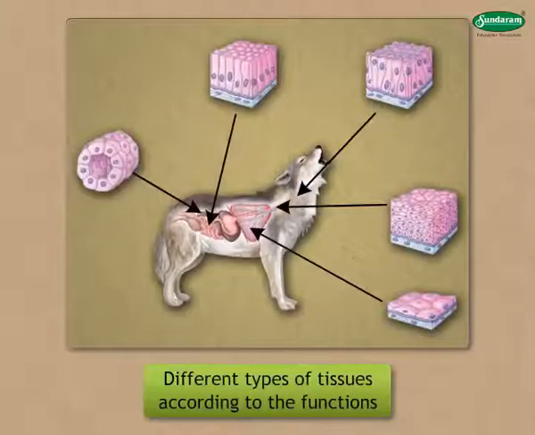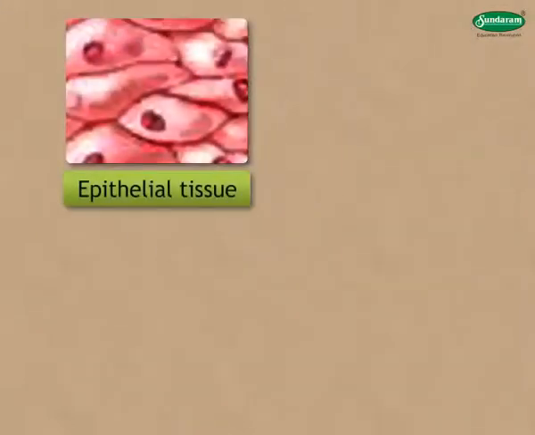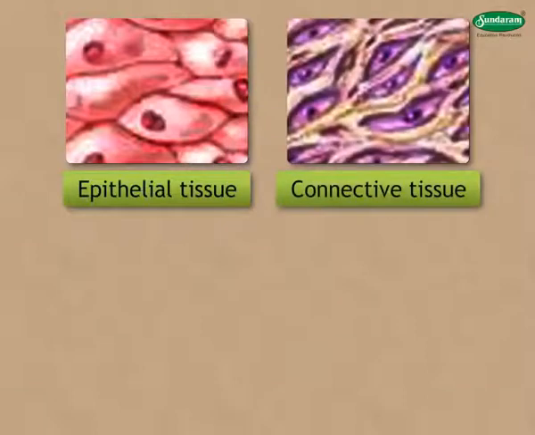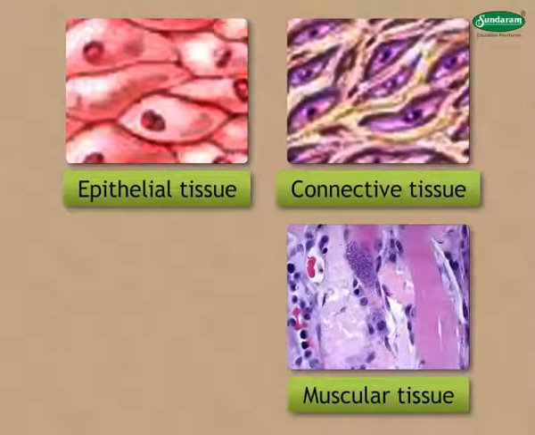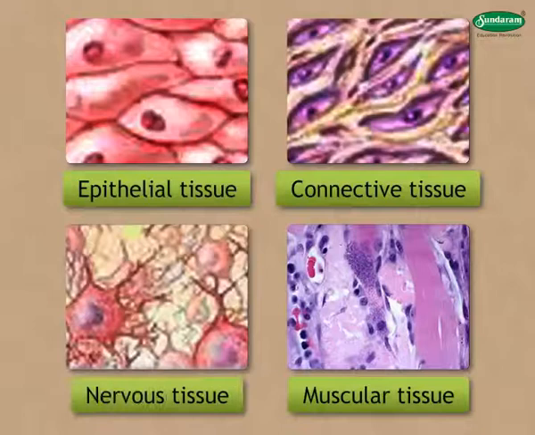On the basis of the function they perform, we can think of different types of animal tissues. The animal tissues can be classified as epithelial tissue, connective tissue, muscular tissue, and nervous tissue. Students, now let's see the two main types of tissues.